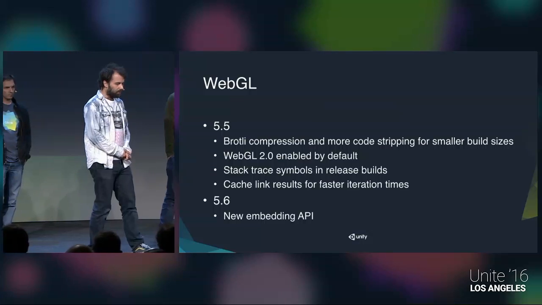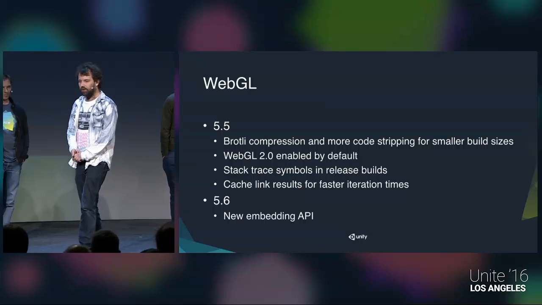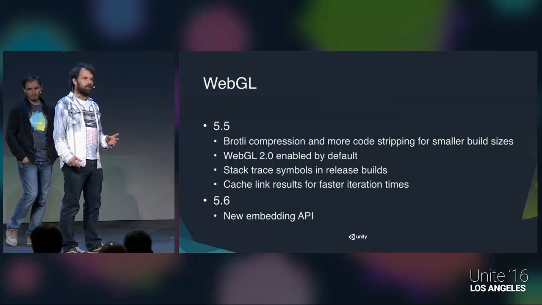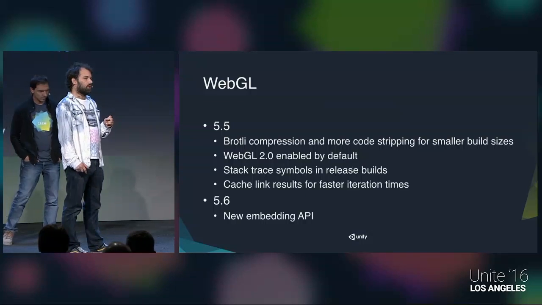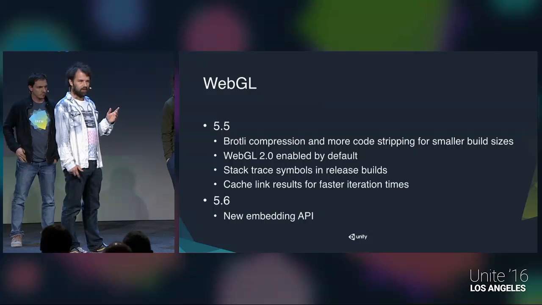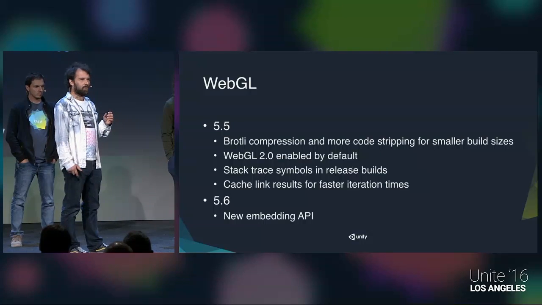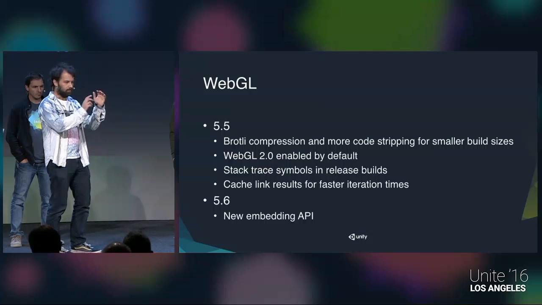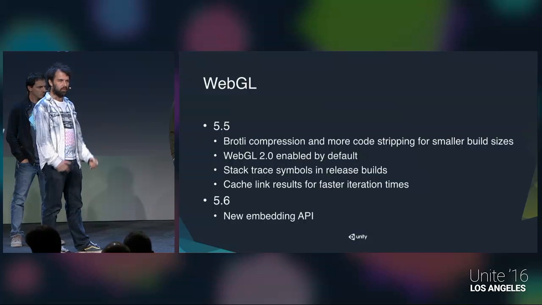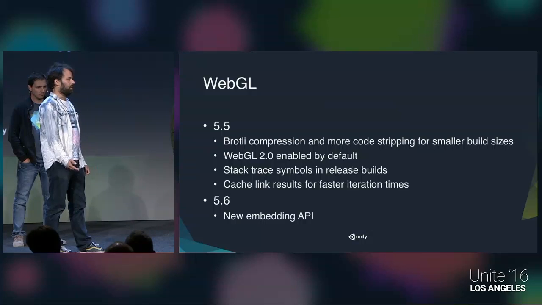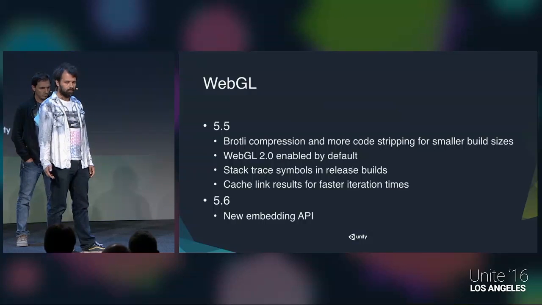That's 5.5. In 5.6, what we'll have is a new embedding API for putting your WebGL content on a page. So you no longer have to use our templates or copy code out of our templates. We just have a simple JavaScript API where you can have a single function call which puts a WebGL player onto your page. You can also put multiple players onto your page if you want. And it makes it much easier to integrate WebGL content onto any existing page or to interact with it.